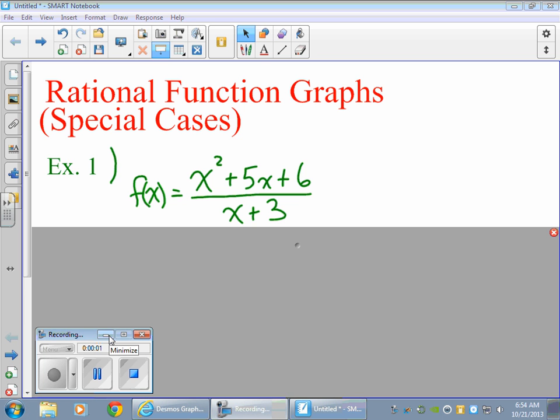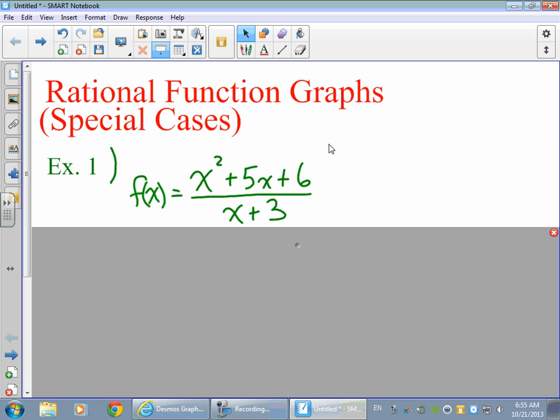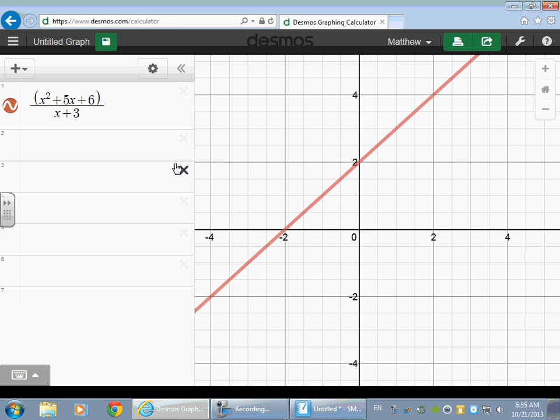Okay, we're going to look at the last couple of options here with rational functions, two special cases. An example here of the one, and we'll see why in a moment. I've graphed it here on Desmos, and we end up with basically a straight line. Looking at the original, the first thing you would think is x plus 3 means that we have a vertical asymptote at minus 3. Surprisingly, in a way, we don't.